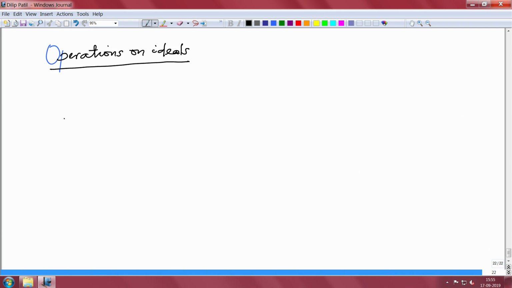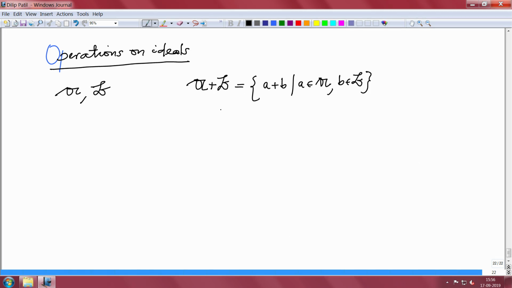So first is, if I have two ideals A and B, then I can define their sum. And how do I define the sum? Obviously what you can do is, you take elements from here and elements from here and add them, a plus b, as a varies in A and b varies in B. And now you check that this is an ideal.